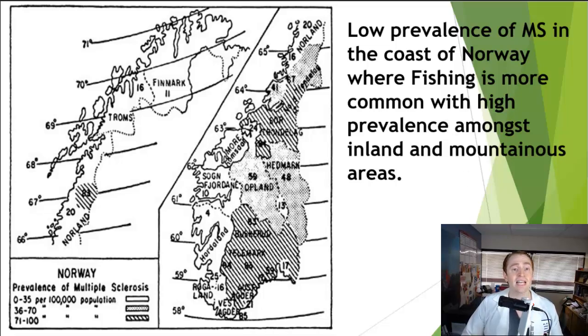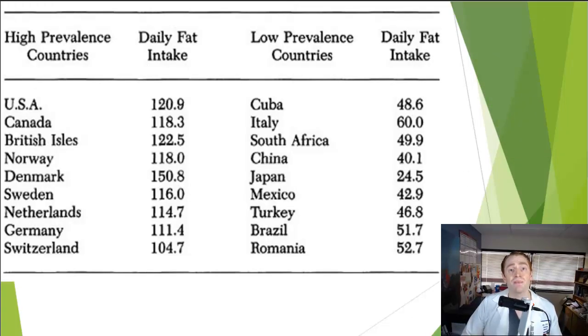Also, if you look at this epidemiologic study, there seems to be a correlation between fat intake in different countries and the rate of MS. So on the left, you see high prevalence countries that have a lot of MS, such as the United States and Canada. They had higher average daily fat intake, which again correlates with saturated fat intake. Whereas with lower prevalence countries, you can see they had lower fat intake on average.